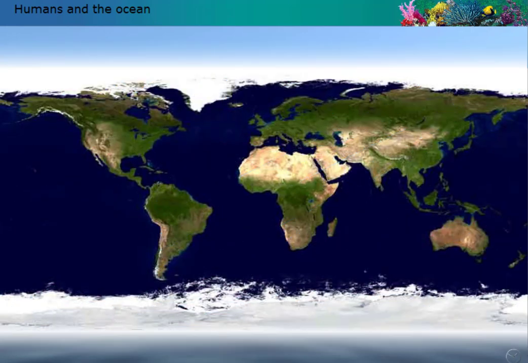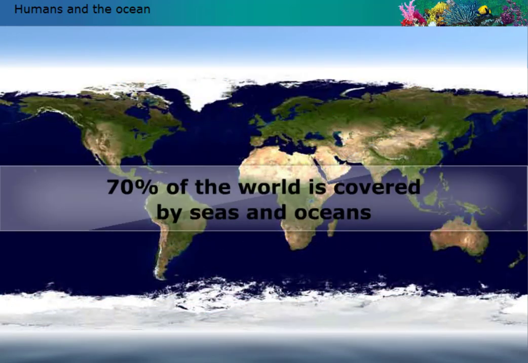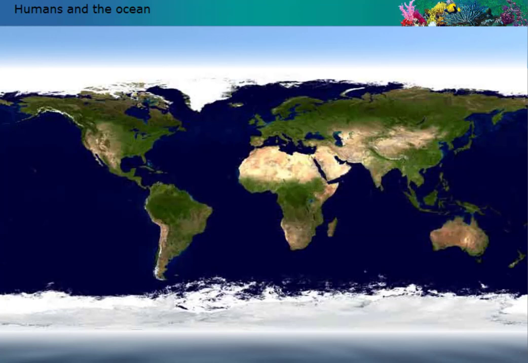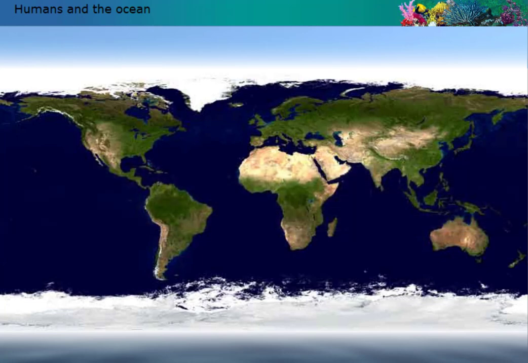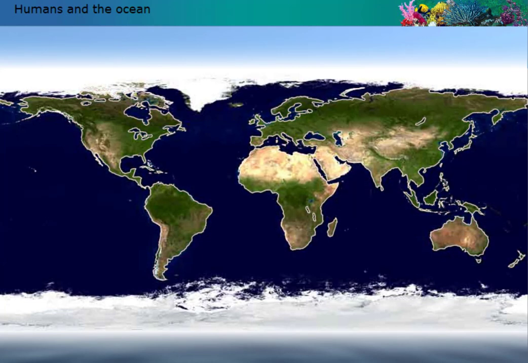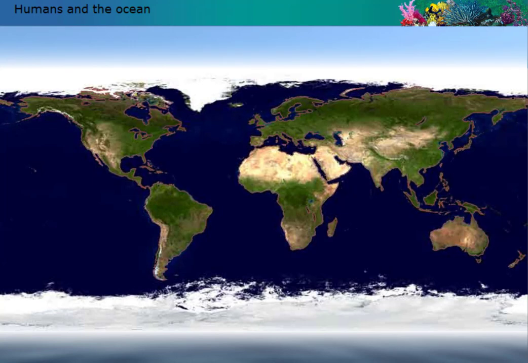Over 70% of the surface of the world is covered by seas and oceans. On average, oceans are about 3,700 meters, or over 12,000 feet, deep. The sea is very important for many people around the world. At least 60% of humans on Earth live within 60 kilometers of the sea, and the sea is a very important source of food for the world population.